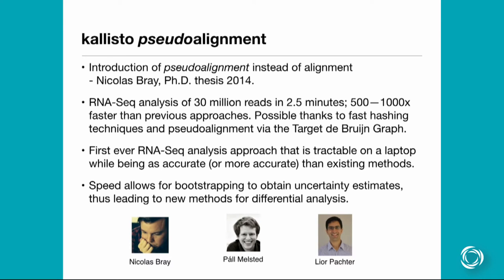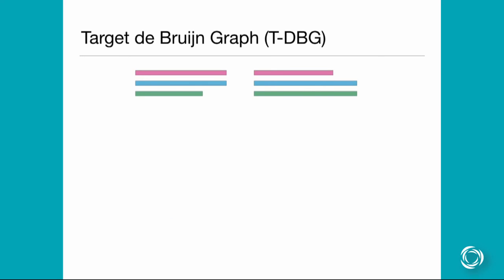Another really cool part to this is that the speed allows you to do bootstrapping. So you can actually get uncertainty estimates on transcript quantification. I'll talk about why that's important in a few minutes when we get to the differential expression section. And this is the Kallisto team. Nick Bray had the initial insight, and he worked a lot with us developing the algorithm. Paul Melsted was visiting Lior's group last semester, and we put together all the software for it in about a semester. Lior is the PI, also a professional blogger, if you've visited his blog.